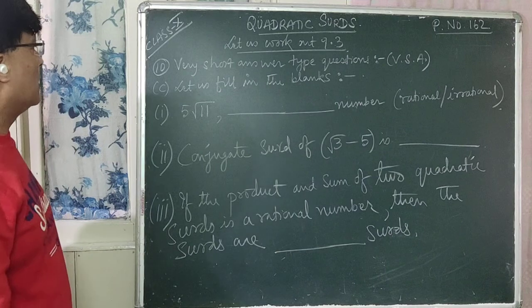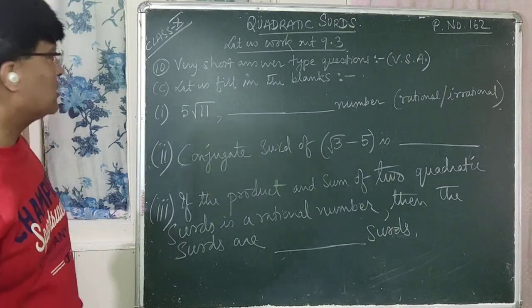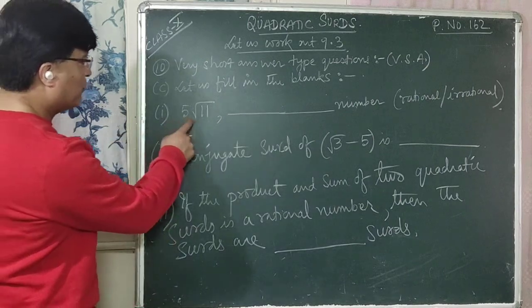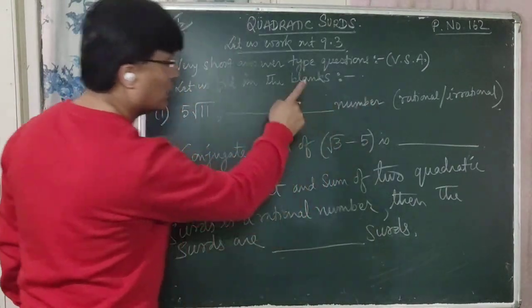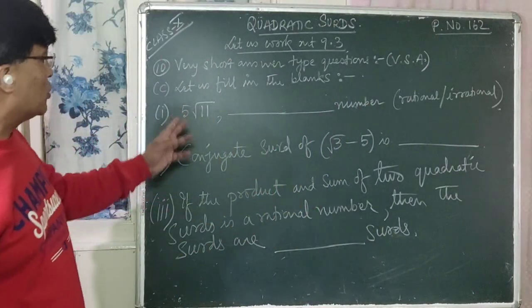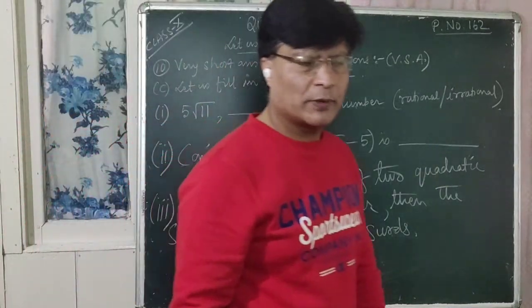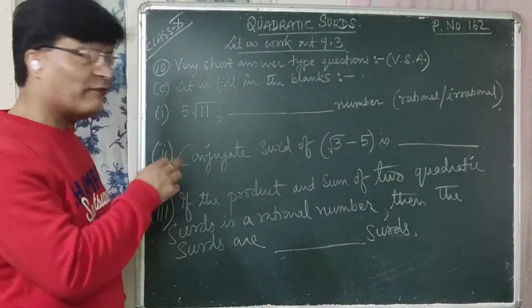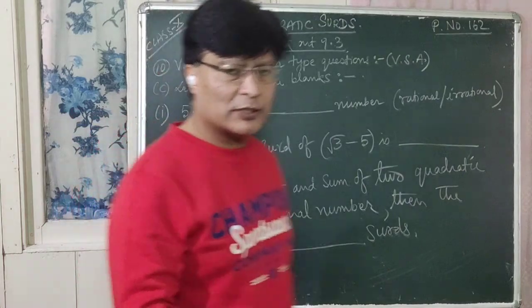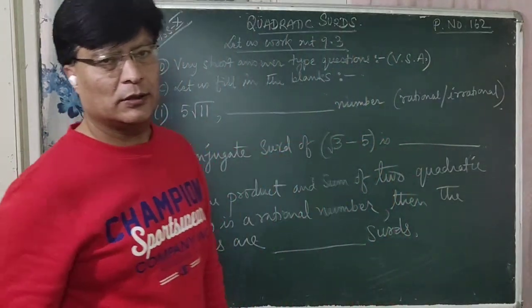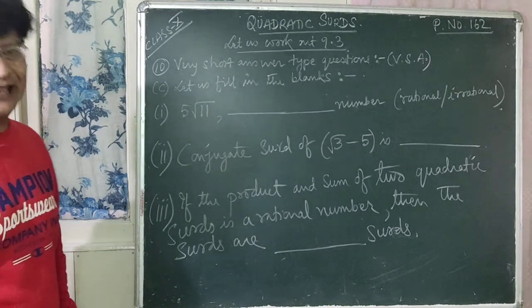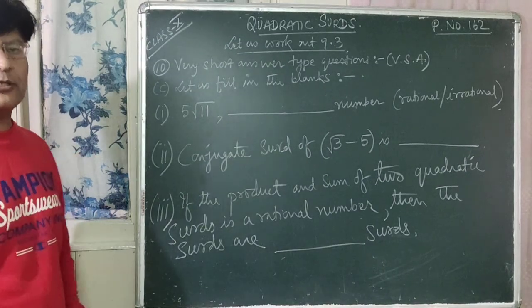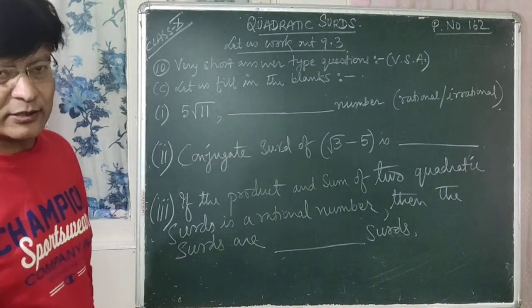So now let's do another type of question, that is, let us fill in the blanks. Okay, so now number one is 5 root over 11 dash number, is it rational or irrational? So can you get exact square root of 11? If you find out the square root of 11, you will not get the whole number. You will get the answer in terms of decimal. So you can't get the exact square root of 11. That means you will get approximate value of root over 11. So this is irrational number, right?